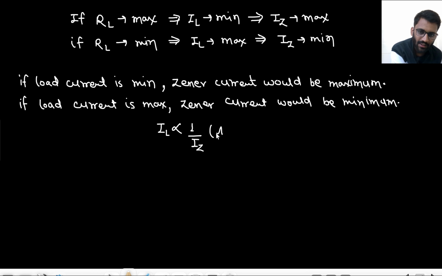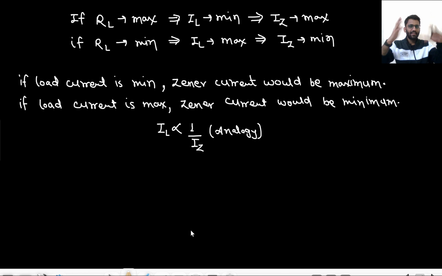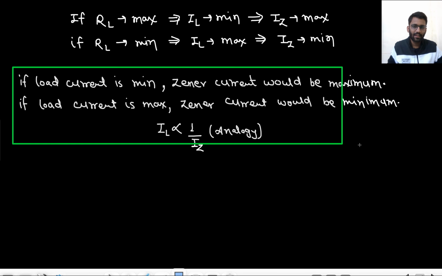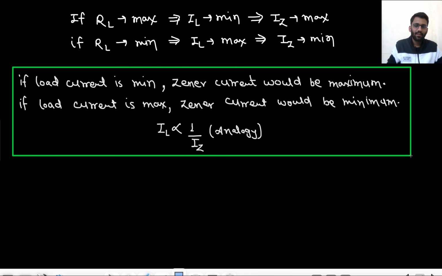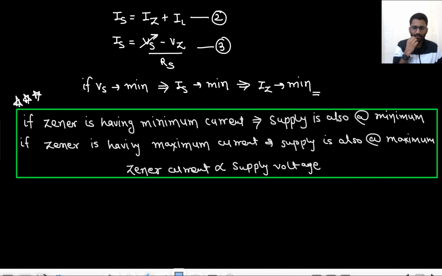I will write analogy here because someone will say he is teaching wrong. This is just an analogy. What do I mean by analogy? A kind of relation like inverse proportion. If one is minimum, the other is maximum. You can't derive any formula, but this is just an analogy. If IZ is minimum, IL will be maximum. If IL is minimum, IZ will be maximum. This is also an analogy, otherwise people will say I teach wrong. So these are analogies.